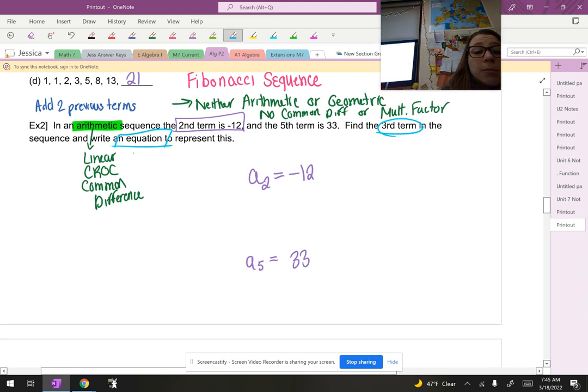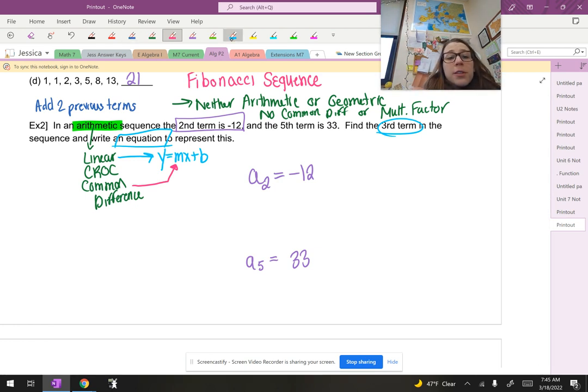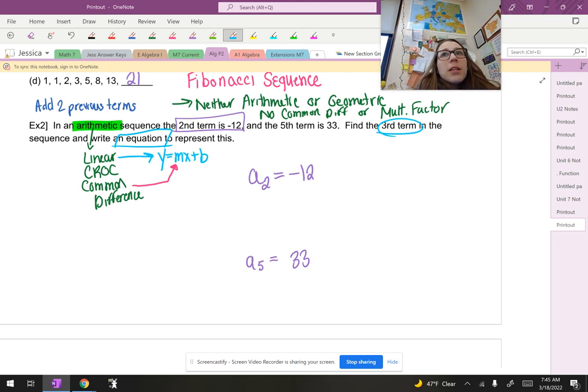So if I'm thinking equation in linear, immediately I'm thinking y equals mx plus b, meaning I need to find my slope, aka my common difference. So what is a common difference? A common difference is a constant rate of change. It's something that you're adding or subtracting by each time to get to the next term.